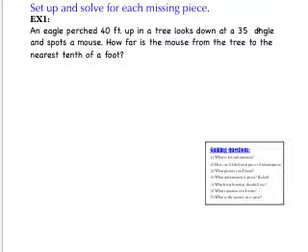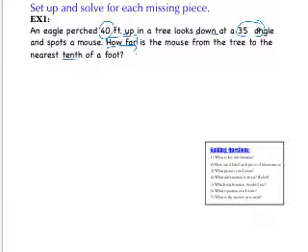Alright, so example 1, I'm going to set up and solve for each missing piece. So an eagle is perched 40 feet up. Usually math numbers are important. In a tree, and looks down at, I think that's supposed to say 35-degree angle, and spots a mouse. How far, so that's my task, is the mouse from the tree to the nearest 1/10 of a foot?